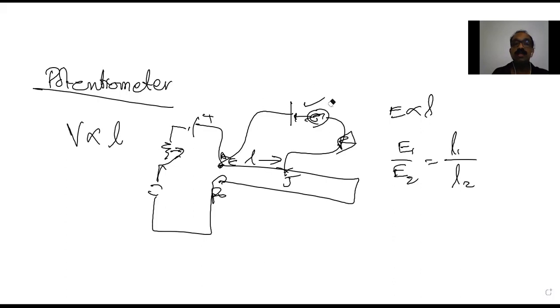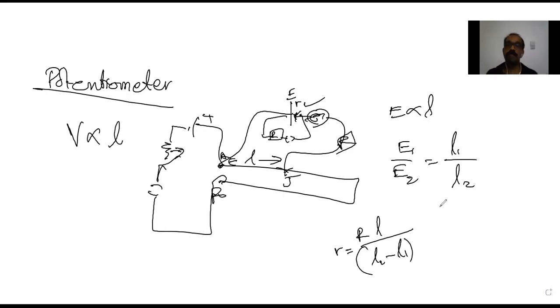Another thing to learn from this is that you connect a resistance in parallel, across a cell, so that we can determine the internal resistance of this cell. The internal resistance of this cell can be calculated using this equation, r is equal to R into L1 minus L2 by L2. That is the equation for the internal resistance. Let me make it clear.